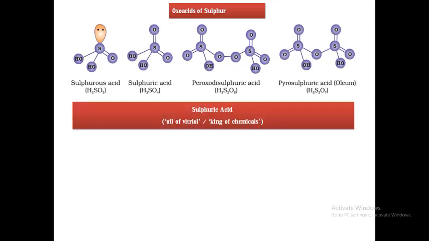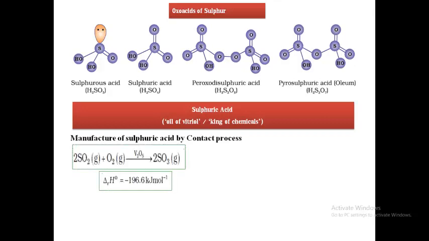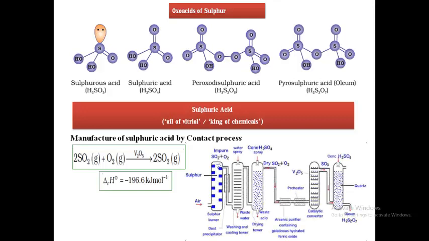Sulfuric acid, which is also known as oil of vitriol or king of chemicals, is manufactured by the contact process. That is oxidation of sulfur dioxide in the presence of vanadium pentoxide catalyst. So the process is shown here. The following diagram will show you the entire process.